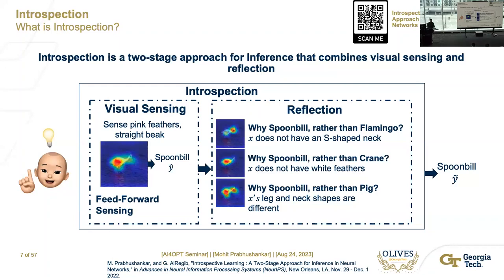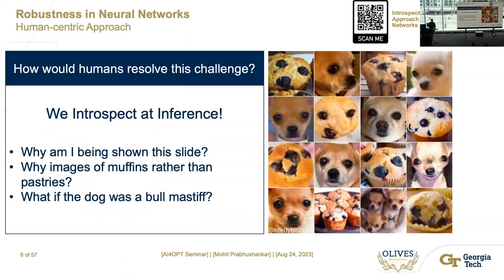You can do this for multiple other classes, let's say a crane, a pig and so on, and you'll get these kind of results. So essentially we are reflecting on our answers. And similarly, you can do this for the previous slide as well, where you can look at the image of the dog again. You can look at the muffin again and ask yourself, okay, is this really a muffin?